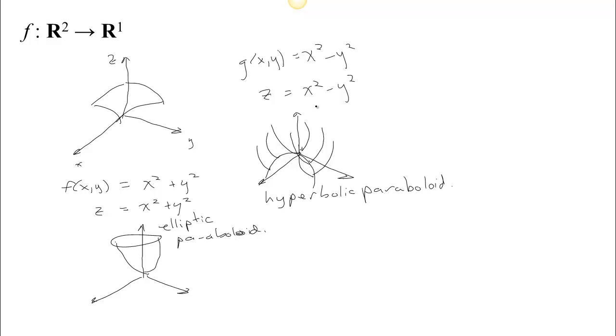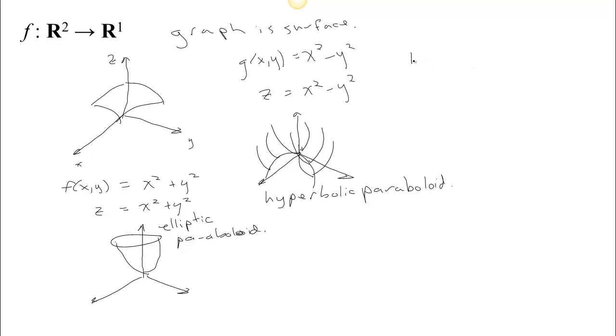Okay, so the point is, anytime you have a function with two inputs and one output, then its graph is a surface. So when you see that kind of function, you know that you can visualize it. You can look at the graph, and the graph is going to be some surface.